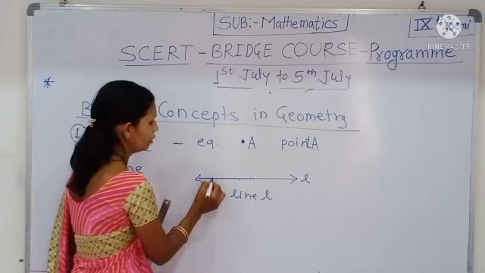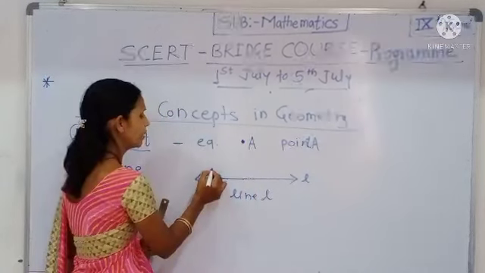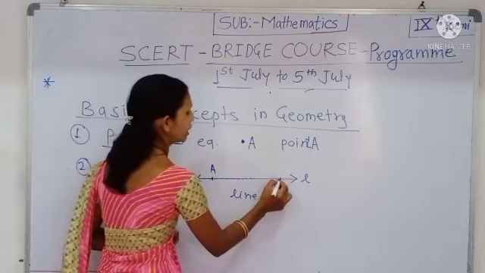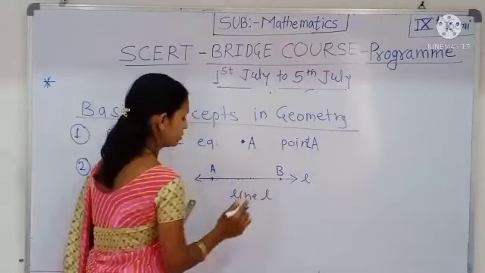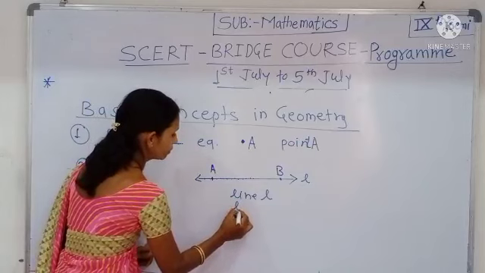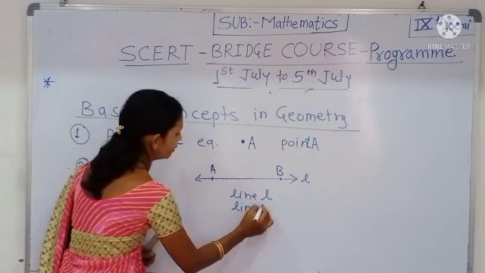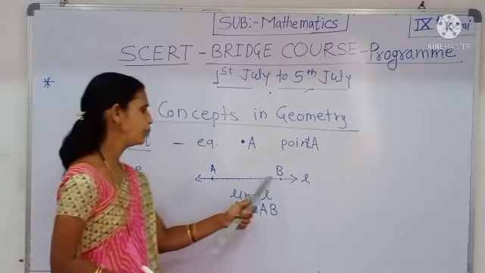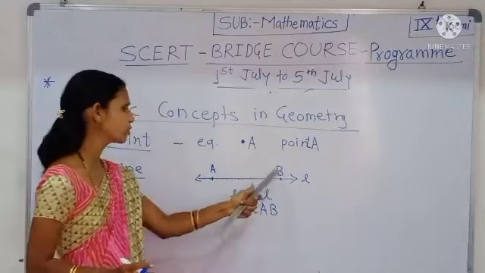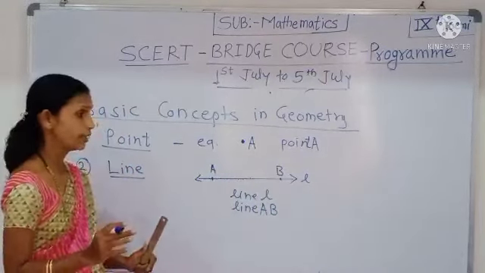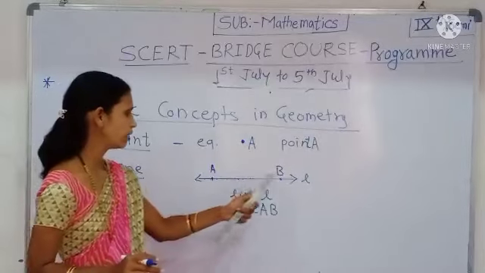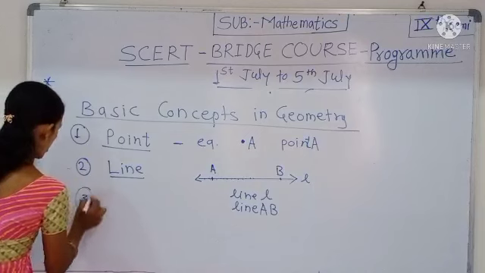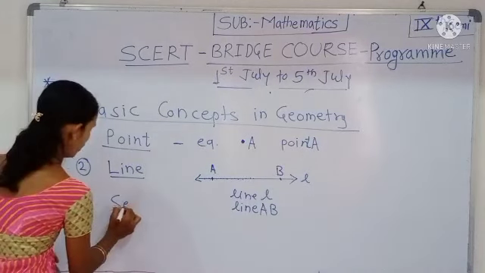If we represent the points on that line, then we can also write it like this, line AB. That means A and B are 2 points which are present on the line L. Like that, infinite points are there on the line L. See here, one more concept, that is segment.